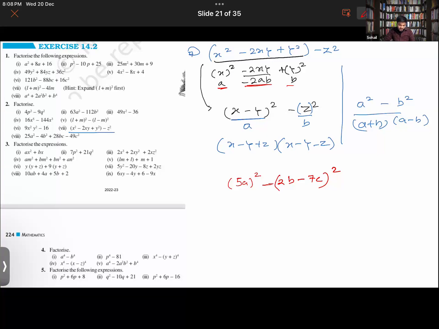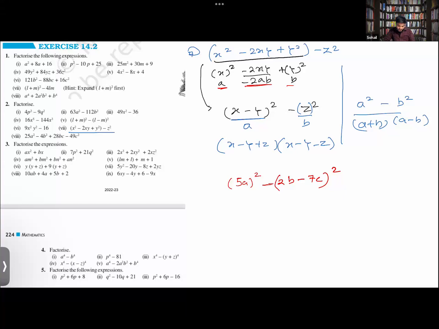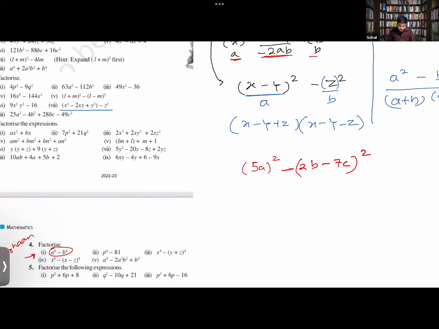Meanwhile, you can solve the next question from the given questions. From the next question, how about you factorize this one? Arham, solve this one. Let me zoom it out for you.